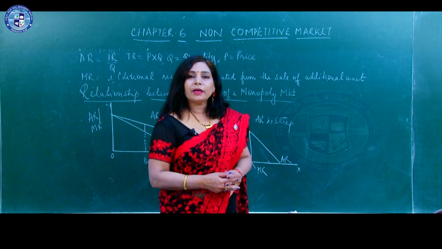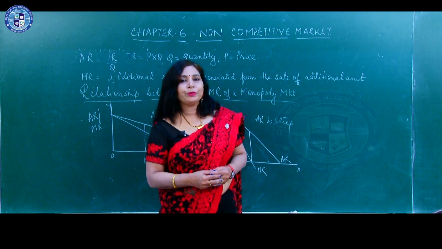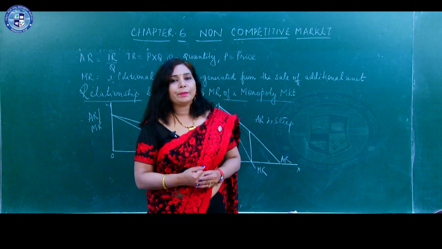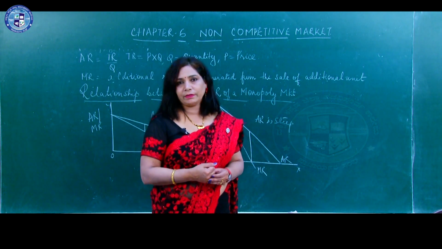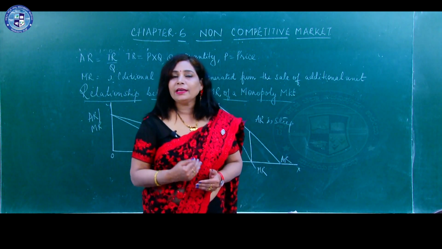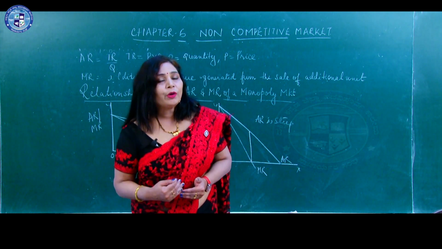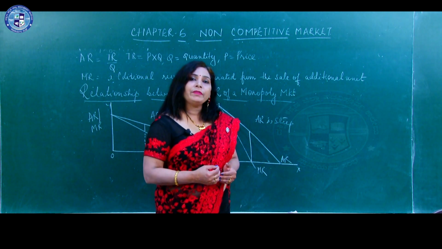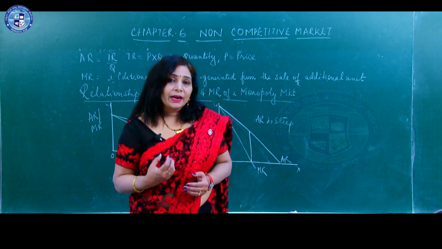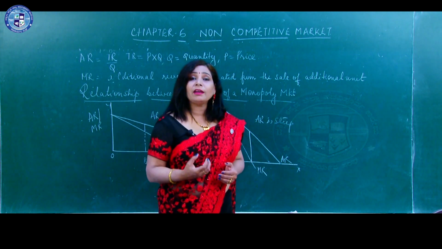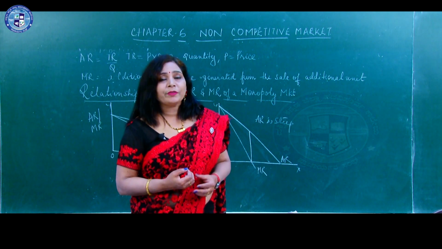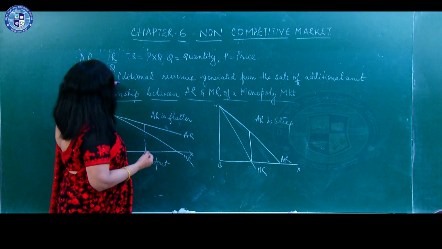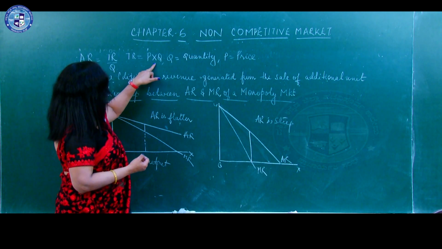The next concept that we are going to learn is about average revenue as well as marginal revenue. I am sure that in the last class we have studied the formula of average revenue and marginal revenue, and we have also studied in detail how to find the average revenue as well as the marginal revenue. So, what is average revenue? Average revenue is nothing but the price that a seller can get by selling a unit of a commodity. We have a formula for that, that is TR by Q, and here TR is equal to price into quantity.